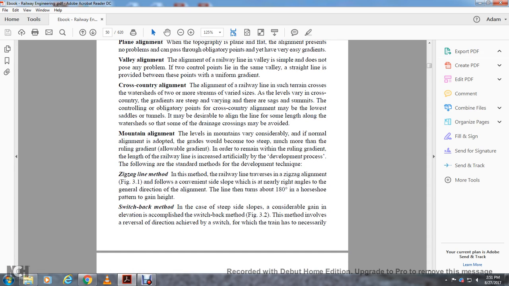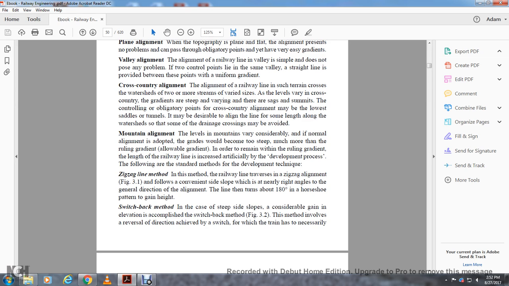Mountain alignment. The level of the main mountains varies considerably. If a normal alignment is adopted, the grades would become steeper, much more than the ruling gradient allows. In order to maintain the ruling gradient, the length of the rail line is increased artificially by a developing process. The following are the standard methods of developing technique.